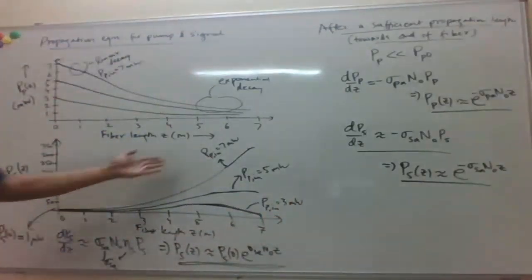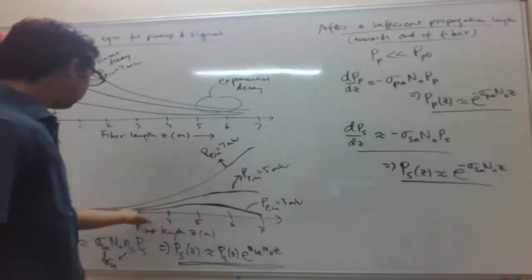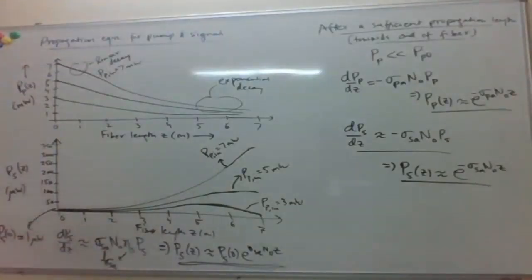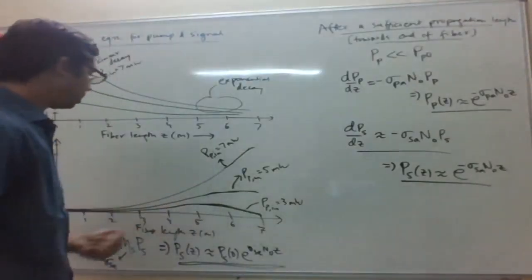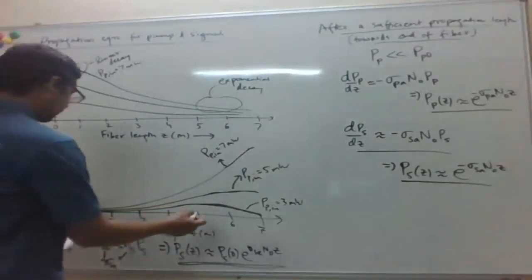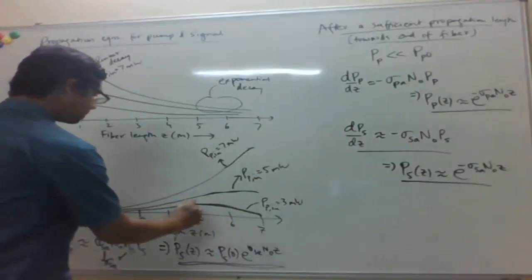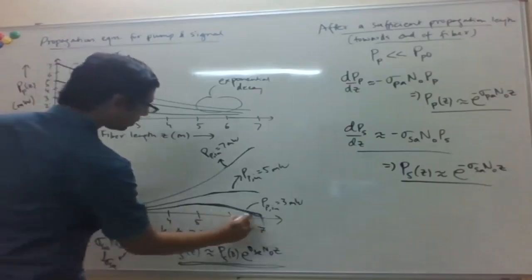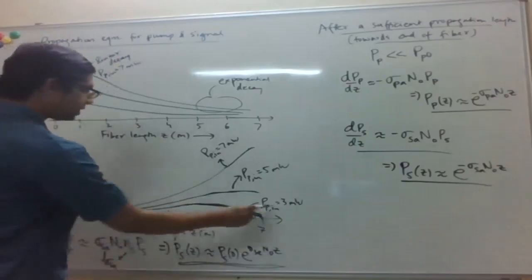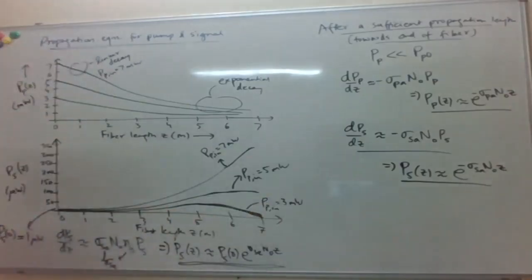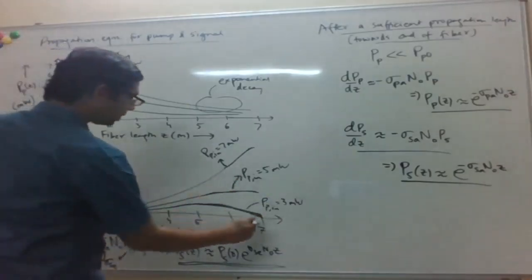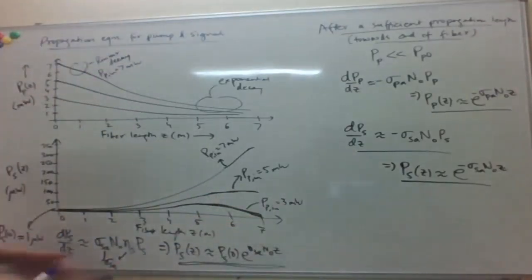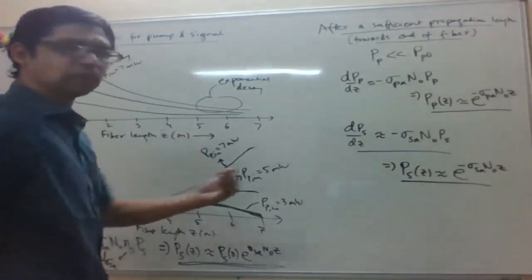So you can see depending on the pump power, the optimum fiber length for maximum gain is different. Depending on the pump power that I use, I'll have to choose the fiber length appropriately. For 3 milliwatts, the appropriate fiber length is around, let's say, 5 meters, and going longer than that actually reduces my signal power. For 5 milliwatt, the optimum length is around 7 meters. If you go beyond that, it will fall. So as you increase pump power, the optimum length is longer.